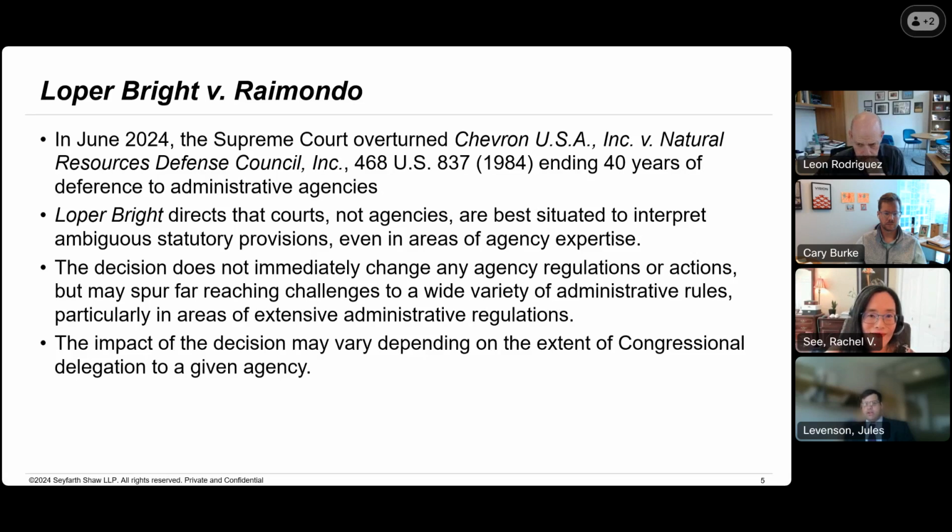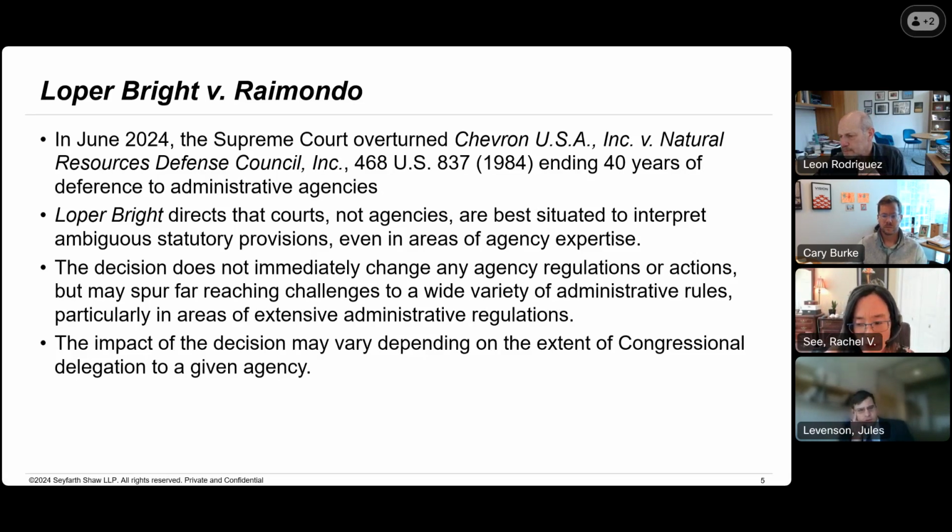So ultimately, Loper-Bright is a change in how courts look at agency action. It doesn't necessarily change what the agency has done or what the agency can currently do. It changes how courts look at challenges brought against particular agency action.